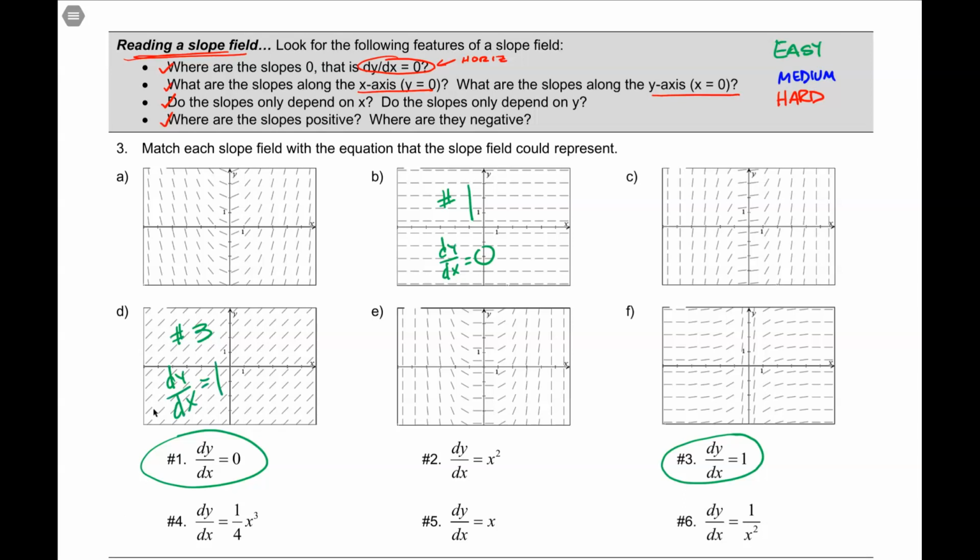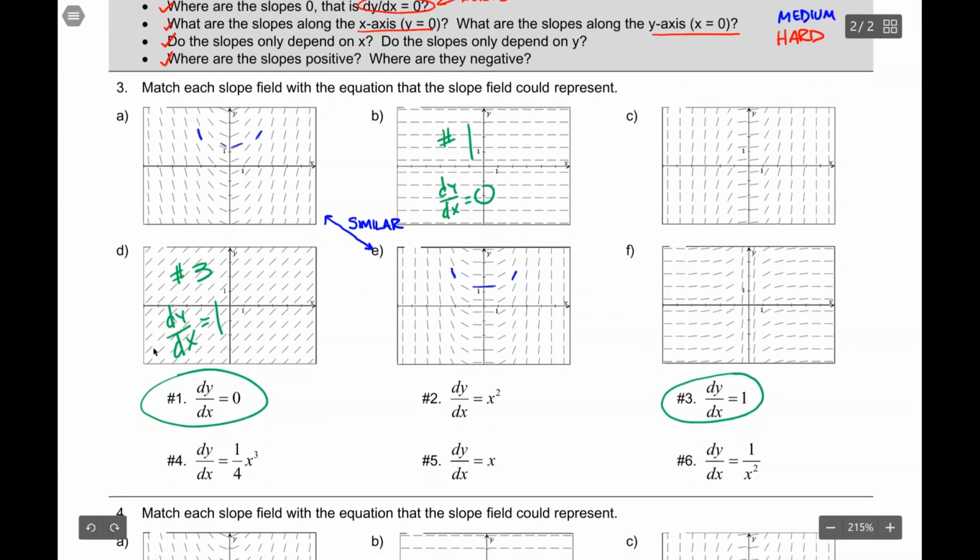Now let's take a look at a couple of medium ones. What I'd like to do for these 2 medium ones is compare 2 of the slope fields that look similar. Now let's talk about why they look similar. Well, I see that for negative x values, the slope segments are negative, and for positive x values, the slope segments are positive. And I also see that it flattens out around x equals 0. I have 2 possible differential equations that could match that, and that's these 2 right here.